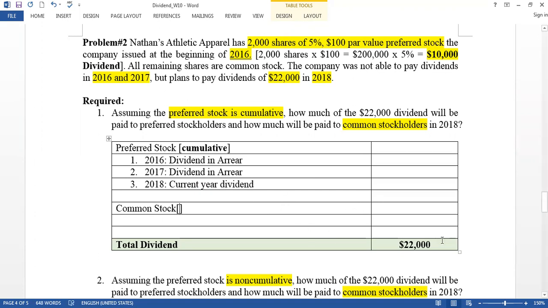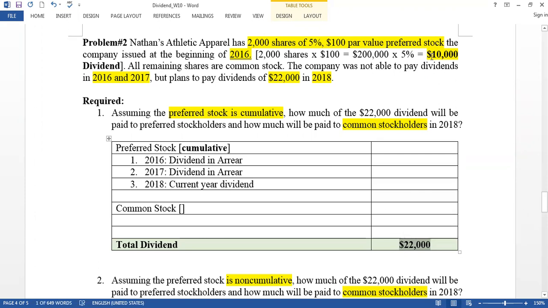This is the story actually. Total dividend $22,000. Preferred stock cumulative. You purchase this share in 2016, no dividend. 2017, no dividend. Then the company pays dividend in 2018, right? And we have remaining common stockholders according to assumption 1. And we know that the total is $22,000. We cannot pay dividend more than this money. Anyway, the total is 22.